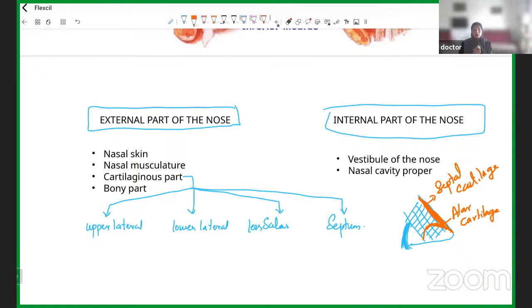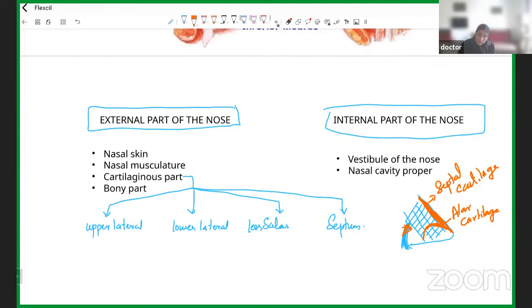Nasal bone, lateral cartilage, septal cartilage, alar cartilage, and we have here lesser alar cartilage in this part. All right. So upper lateral, lower lateral, lesser alar, and septum. Just remember it this way. Skin, and you have osteocartilaginous framework covered by muscles.